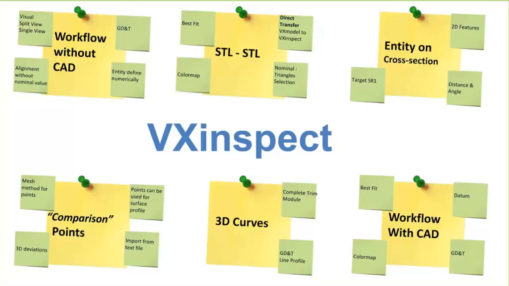Others like to verify things in 2D. So we have the ability to create cross sections inside VX Inspect on our digital part and look at measurements or entities in 2D, such as a circle. We can verify the diameter of a circle in 2D. You can compare point to point using a point cloud, and that's just your simple measure from this point to that point. For 3D curves, if you have a lot of organic geometry, it's very hard to verify, so it has options to select 3D curves and see how that curve deviates from a specific value.